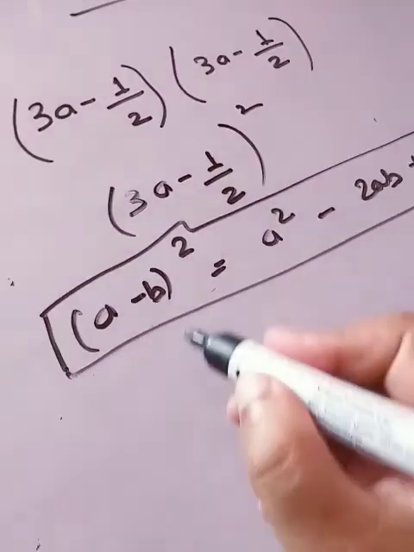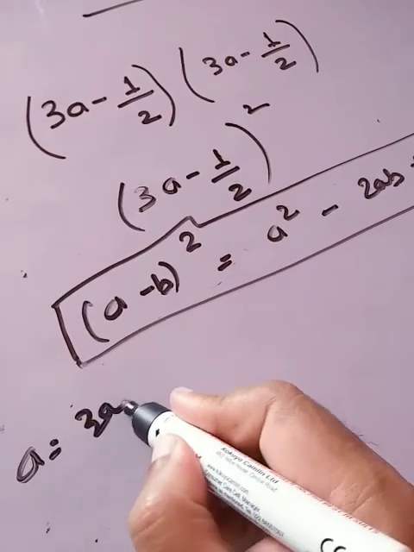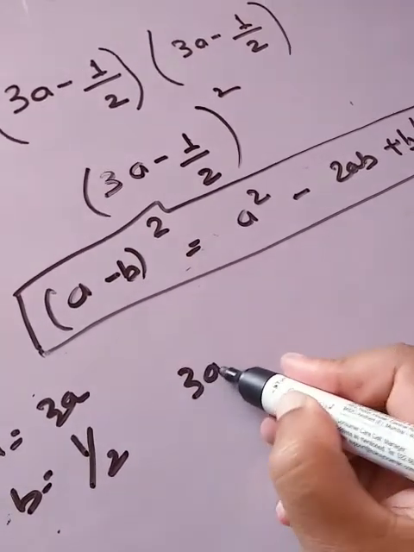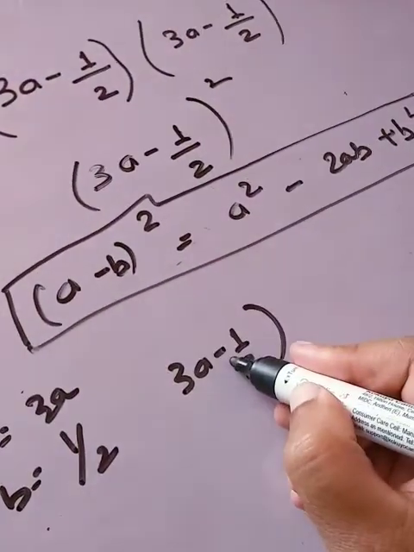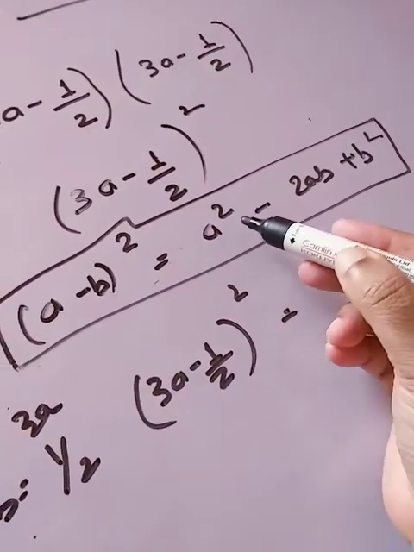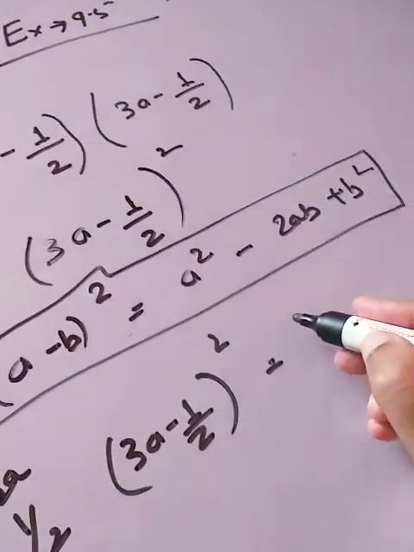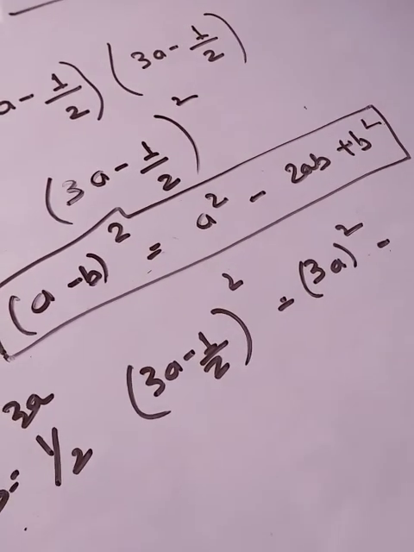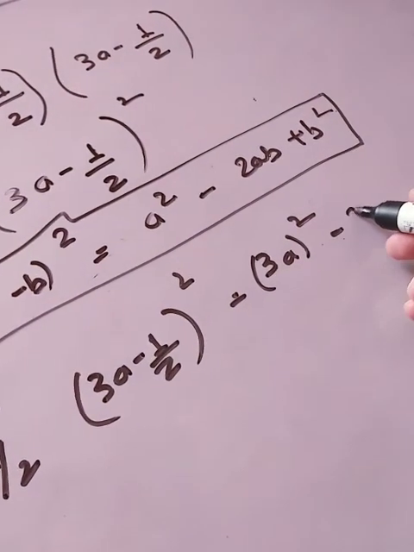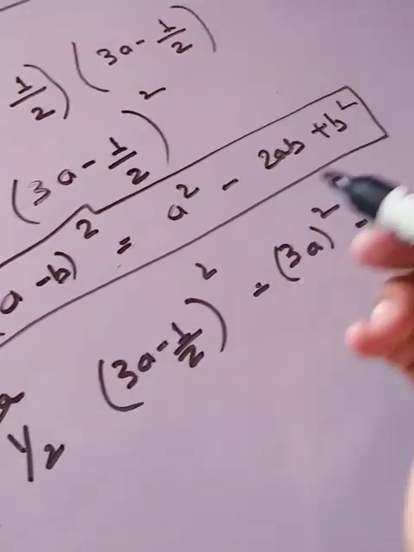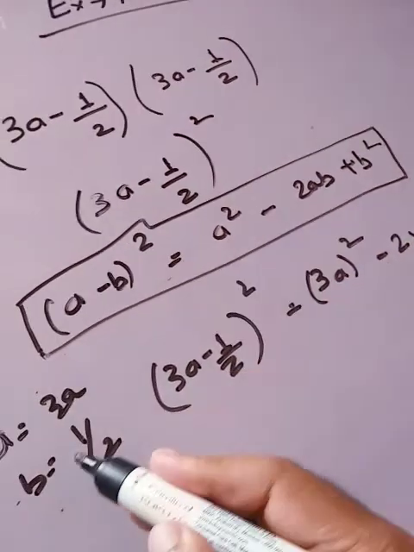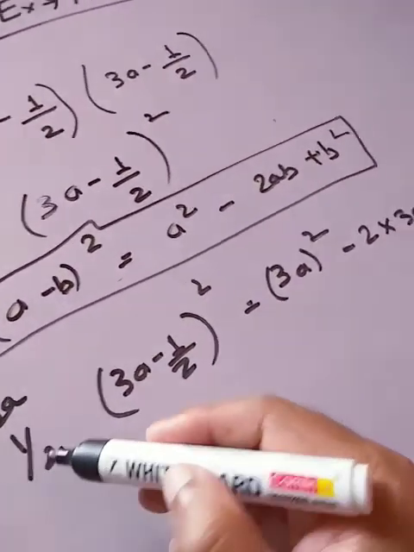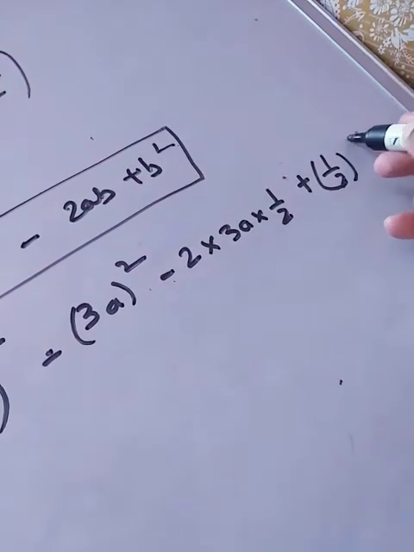Now, in place of a is what? 3a, and b is what? 1 by 2. Now, we'll write this form, 3a minus 1 by 2. What is the first thing? A square. So, what is A? A is 3a. So, we will write A square minus 2ab, which means 2 into A into B. A is 3a, and B is 1 by 2. Plus B square. So, what is B? 1 by 2. So, 1 by 2 whole square.